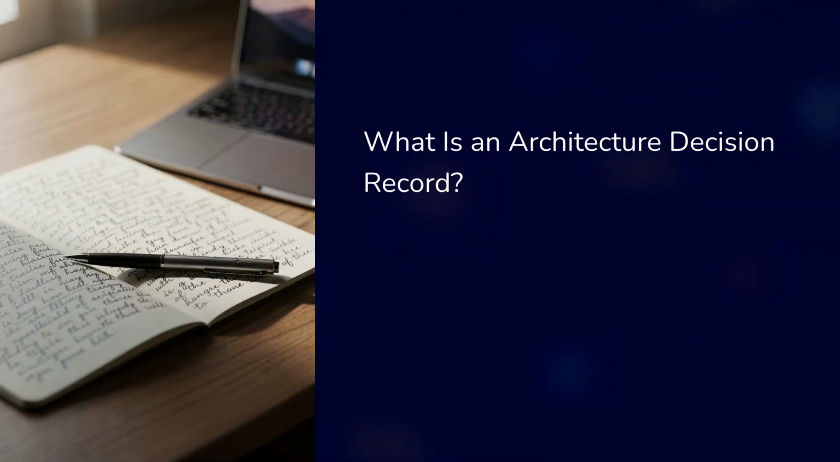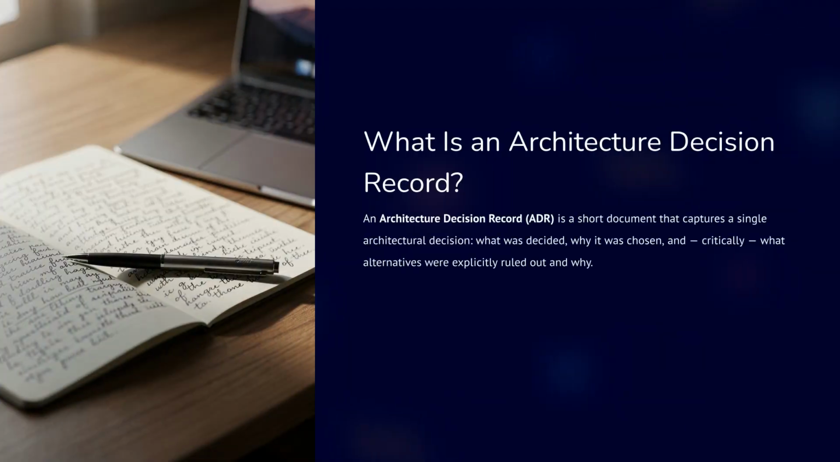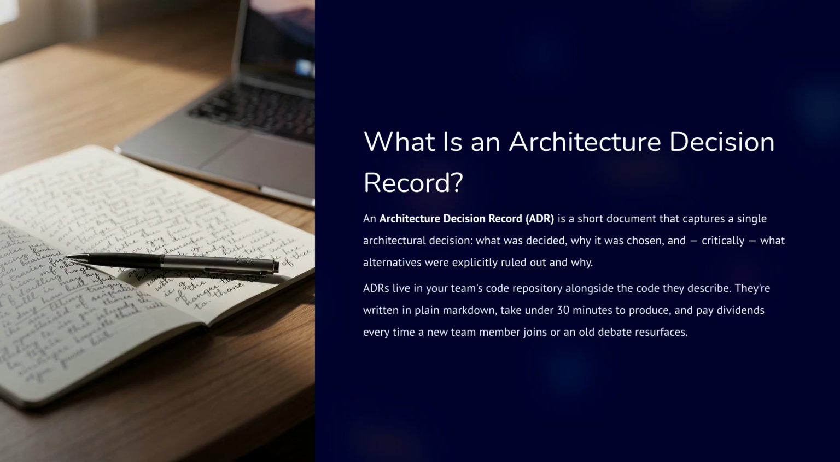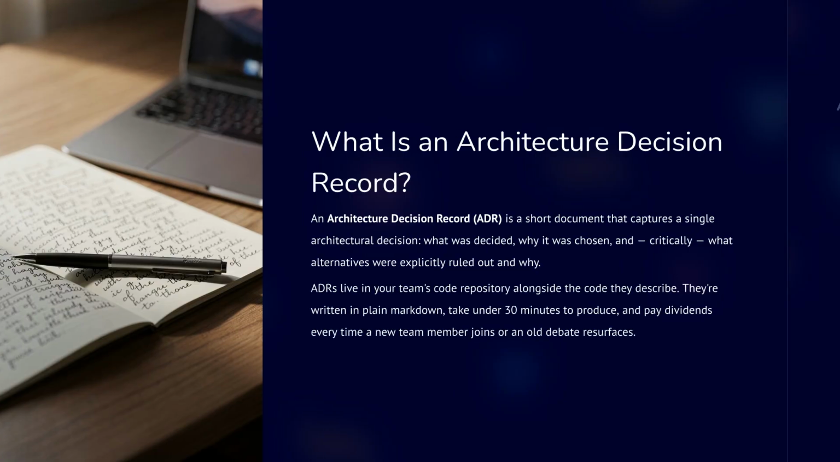An architecture decision record, or ADR, is a short document capturing a single architectural decision: what was chosen, why, and what alternatives were ruled out. ADRs live in your code repository, take little time to create, and provide long-term value.